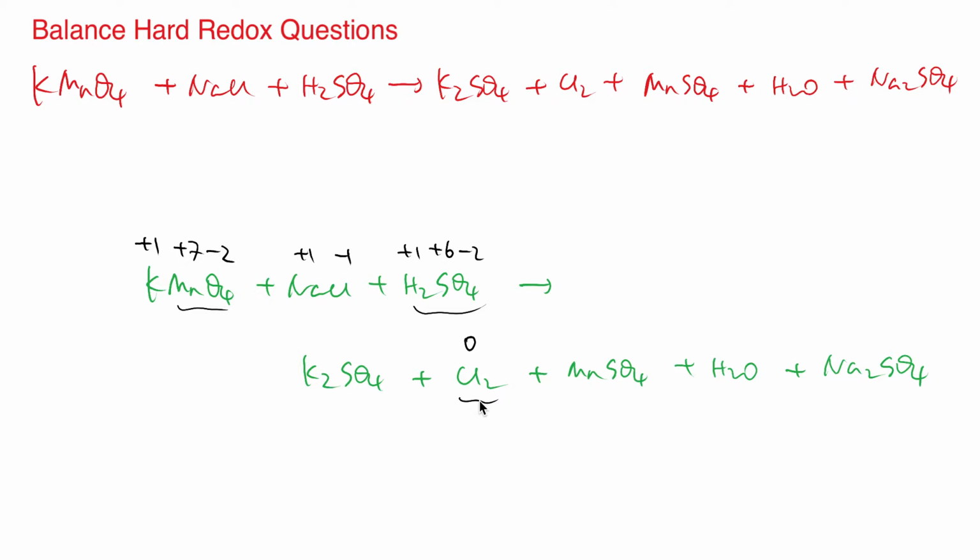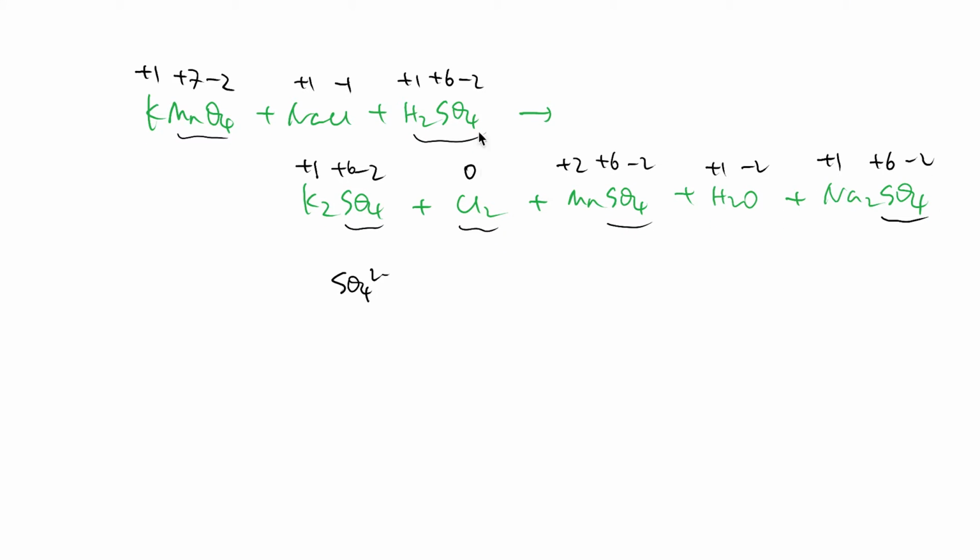Any element's oxidation number always stays 0, and here is +1, and then we know sulfate is always SO4 2-, right? Here is -2, sulfate here is +6, and here sulfate we know it's going to be the same, so +6 -2, and sulfate is going to be the same, +6 -2. Okay, water always +1 -2, and manganese here is going to be +2, and the last one, sodium here, is going to be +1. Okay, so the first thing is just label all the oxidation numbers.